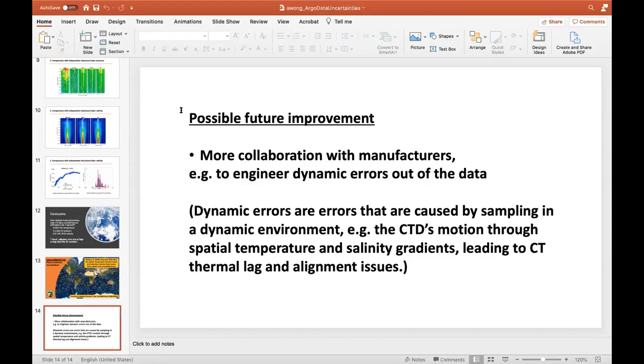So we thought that one way we could improve things in future would be for ocean data scientists to collaborate more with manufacturers, because they are the best people to tease out these dynamic errors. And I'll leave it at that.